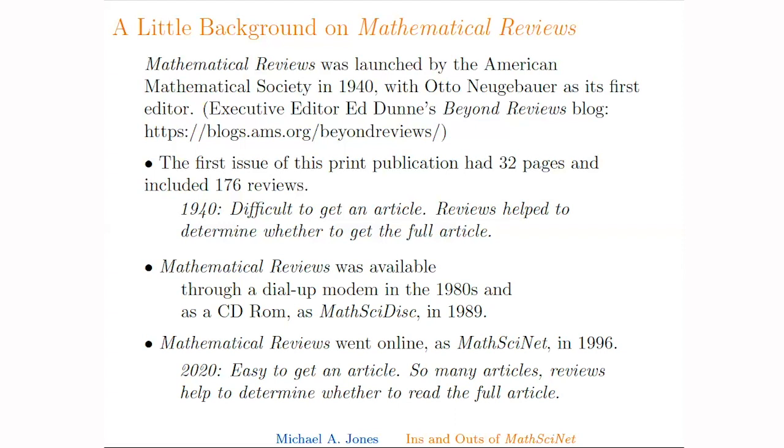And so if we bring it up to today, it's pretty easy to get an article. If your library subscribes to a wide berth of electronic offerings, it's pretty simple to find an article. But now the reverse problem sort of happens. There are so many articles, but the reviews are helpful in a different way. They help us determine whether or not to read the full article and what the content of the article is. A lot of times we may be concerned as mathematical researchers about what the content of a particular article is, because we may need a result for our own work, and a review will let us know whether or not that article covers some of the material that we're interested in.